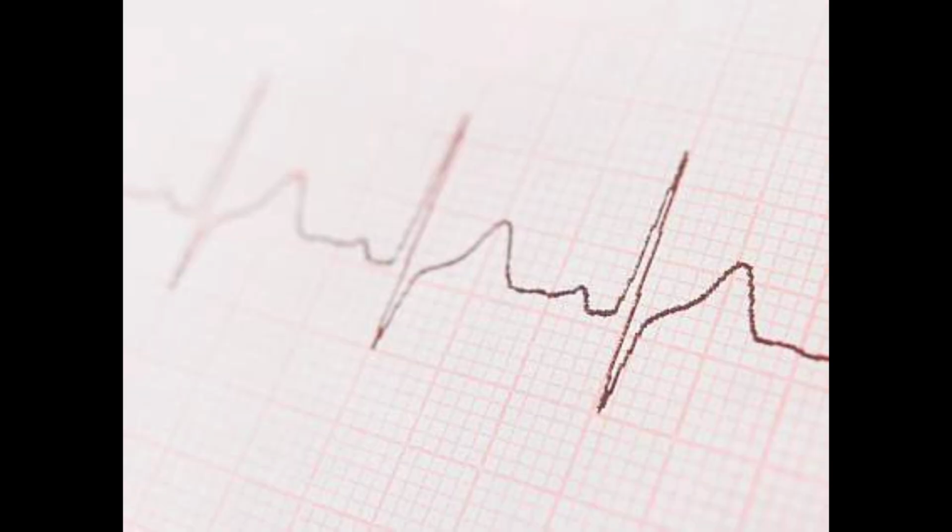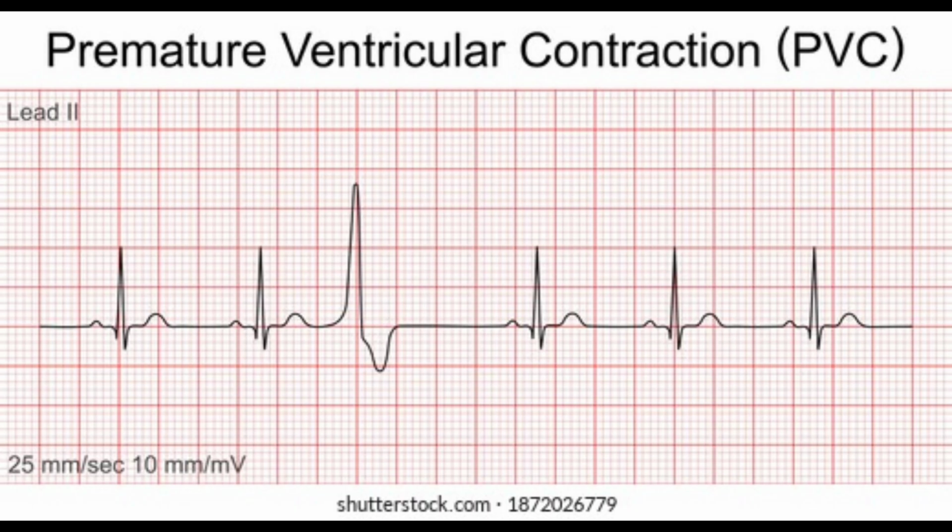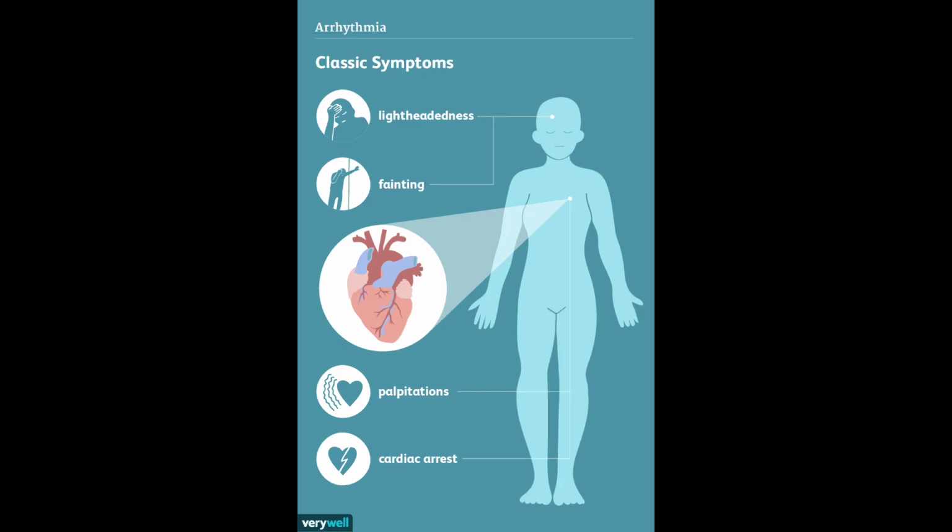The next category we're going to be talking about is irregular rhythms. These include conditions where the heartbeat is chaotic or unpredictable. An example of this is atrial flutter, which has a sawtooth pattern on an EKG. Another example is PVCs, or premature ventricular contractions, which can be harmless or a warning sign of more serious problems.